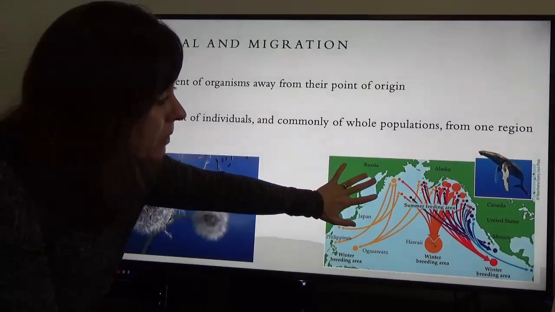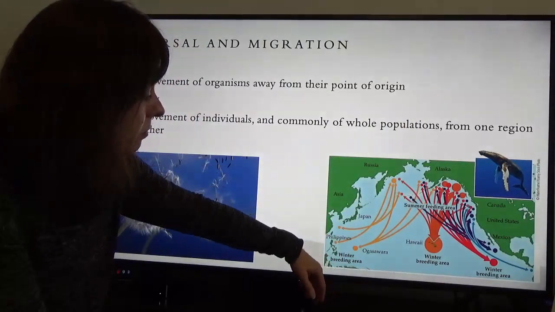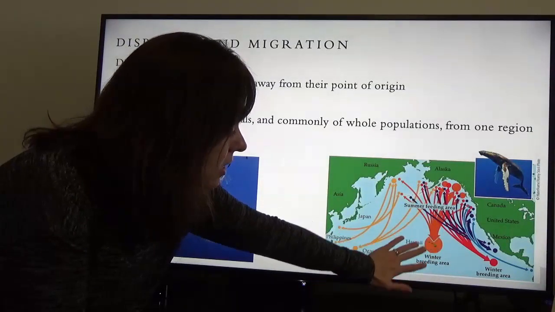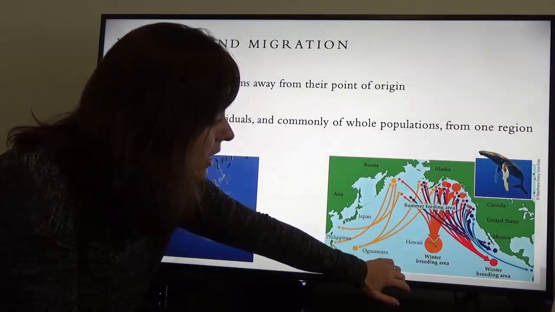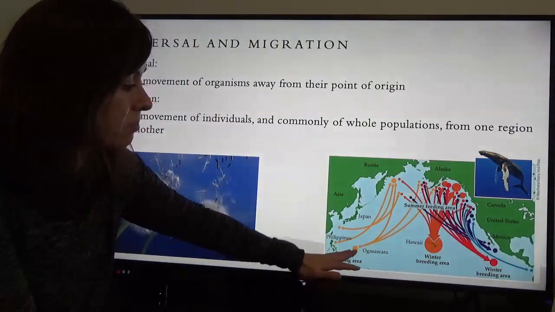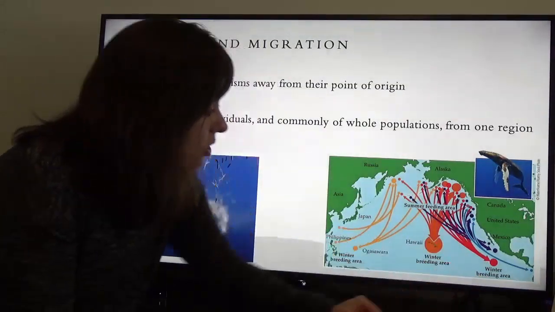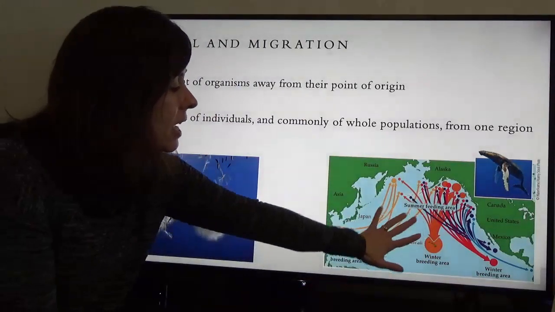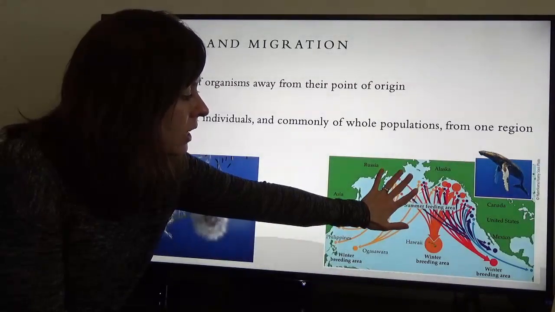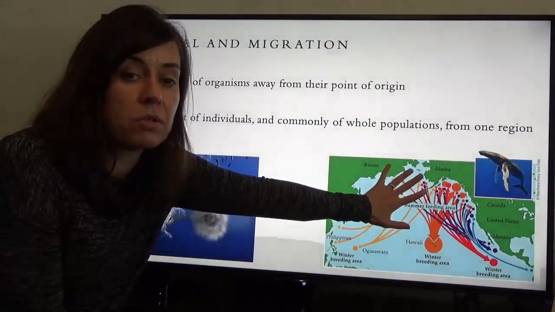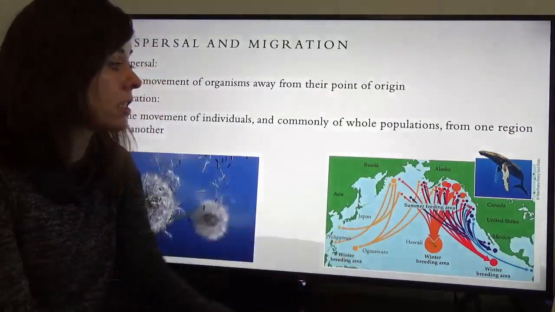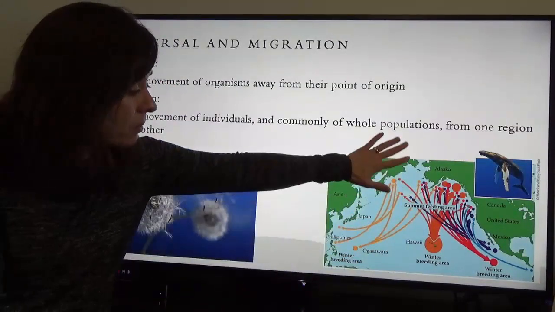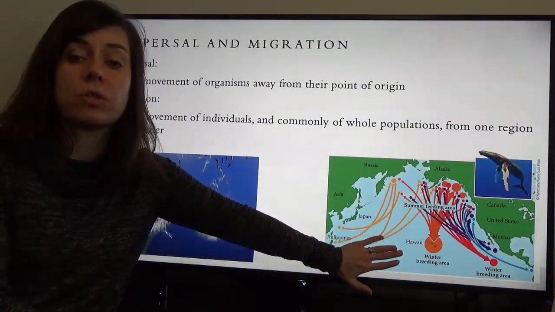In contrast, migration is the movement of individuals and commonly whole populations from one region to another. And here we have the case of these whales that spend their winters down here. This is their winter breeding area around Hawaii. In these tropical areas, they spend their winter in various breeding locations, and then they all move northward in the summer to feed. When the cold oceans are productive, they move northward and feed in those areas, and then they return south in the winter to breed again.